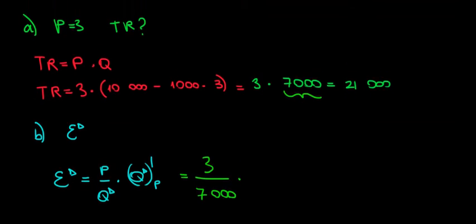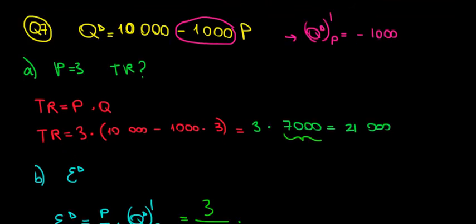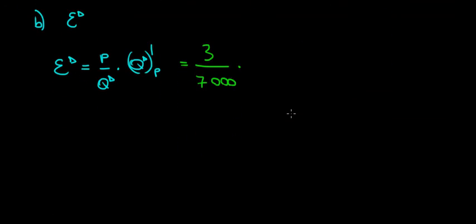The derivative we can find out from the slope. And if we look at our function, the quantity demanded derivative with respect to price would be 10,000 minus 1,000 times price derivative. So the slope, the derivative, would be just minus 1,000. So we can use that value over here. Now 7,000 and minus 1,000, those cancel out by 1,000. We would have minus 3 over 7. So the elasticity of demand is equal to minus 3 over 7.